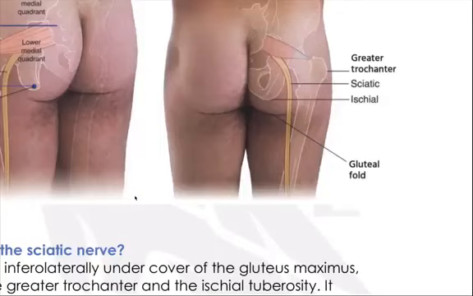Again, the sciatic nerve will run inferiorly and laterally. As you can see, this is a curved line, and it will run under the cover of the gluteus maximus, and it will go down from the gluteal region to the posterior thigh. In the posterior thigh, it will lie posterior to the adductor magnus. Okay, it is posterior to the adductor magnus, but deep to the long head of the biceps.